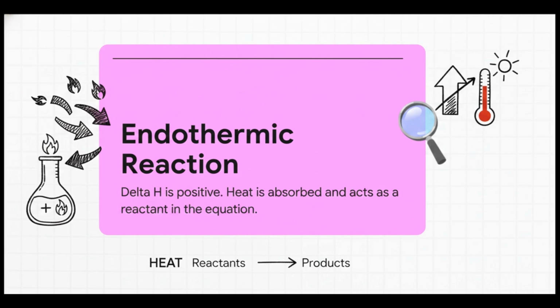Here, the delta H is positive, meaning heat is literally required for the reaction to even happen. So you should think of heat acting as a vital reactant entering the system, sitting right there on the left side of your chemical equation.